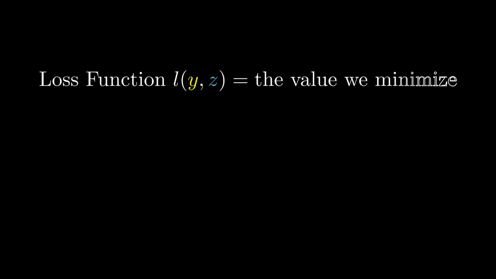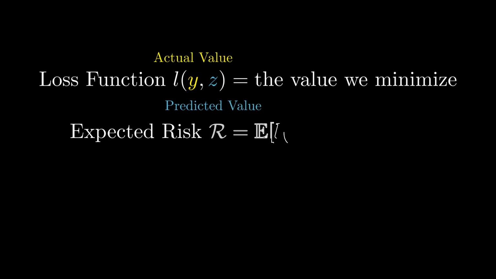The loss function is the value we try to minimize. Here, y is the actual value and z is our prediction for y. The expected risk of a regression problem is the conditional mean of our loss function given the input x. This measures how far off our prediction is from the actual data on average at point x.